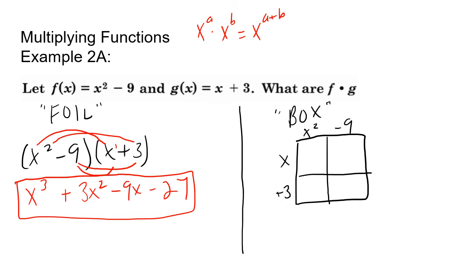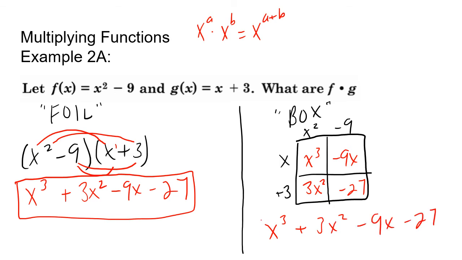So we have x squared times x is x to the third. We have x times negative 9 is negative 9x. We have x squared times 3 gives me 3x squared. And we have 3 times negative 9, which gives me negative 27. I'm going to take them out in order from largest to smallest exponent. So we have x cubed plus 3x squared minus 9x minus 27. Notice we get the same answer, just a different method.